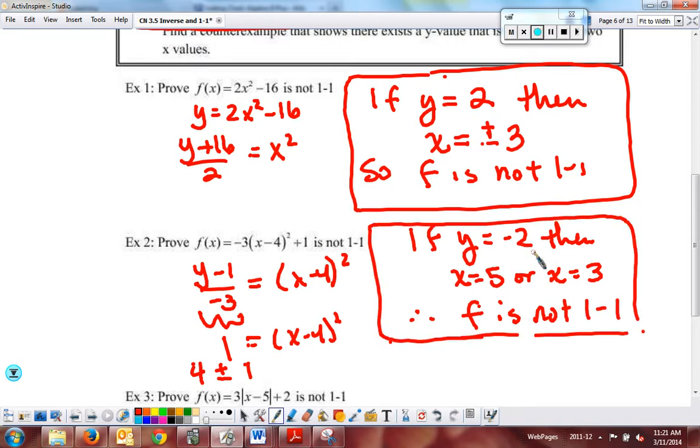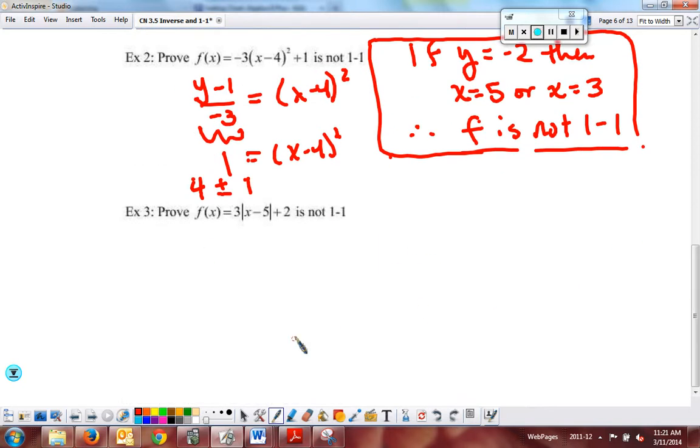Does it matter which y value you pick? No. You just have to get 2 x's to go with it. All right, what about example 3? Oh, it's an absolute value. Does it really matter what number I pick for y? In this case, it's not like the parabola where I have square roots. Just pick a number. What do you want to pick for y?